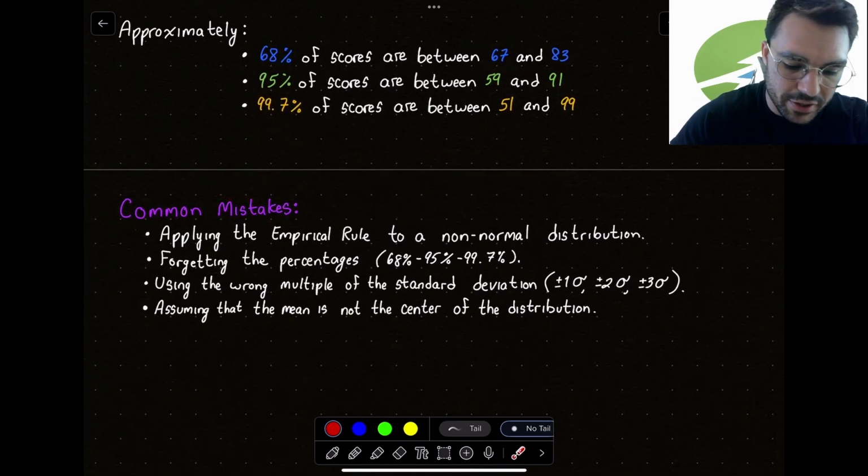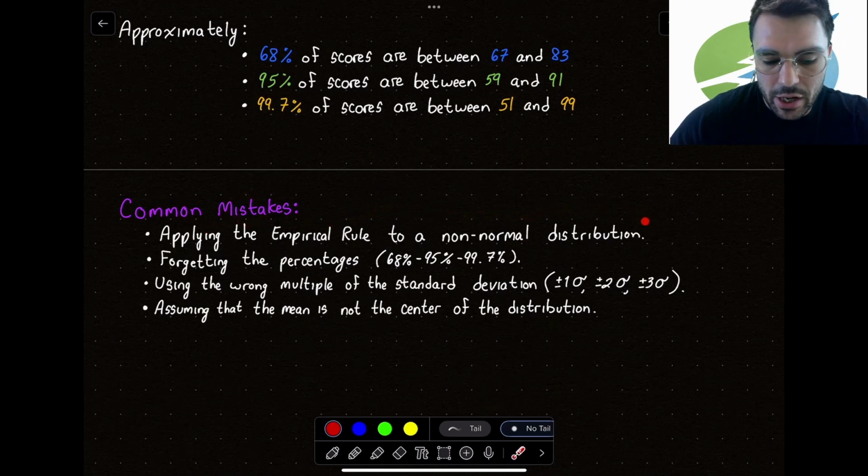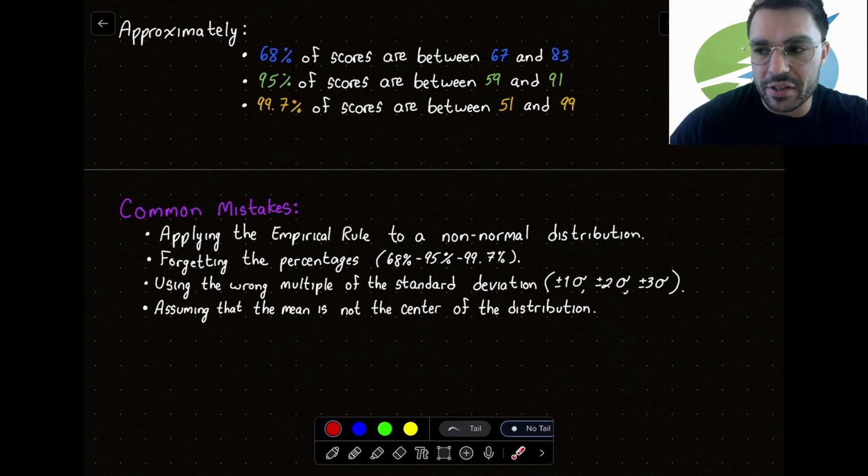Some common mistakes. Applying the empirical rule to a non-normal distribution. It's probably going to be in my next video. I'm going to discuss what we would use for a non-normal distribution. I believe it's called Chebyshev's theorem, some Russian name. I'll get it right in that video.